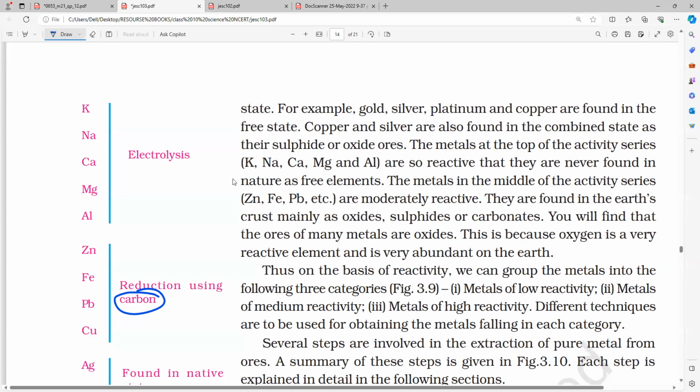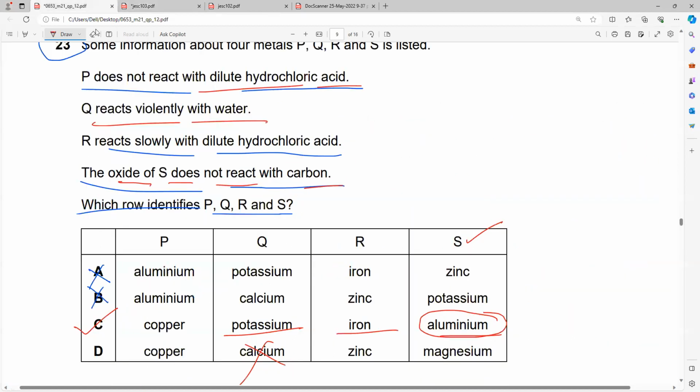Aluminum is included or not included, guys? Please respond, all of you. Not included. So you cannot extract aluminum by using carbon, because carbon cannot be more reactive than aluminum. That's the reason aluminum goes under electrolysis. Now here you see, the same thing they are speaking, nothing else. The oxides of S is aluminum, which does not react with carbon.